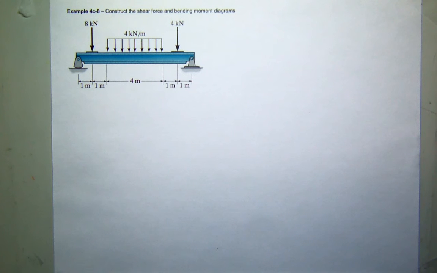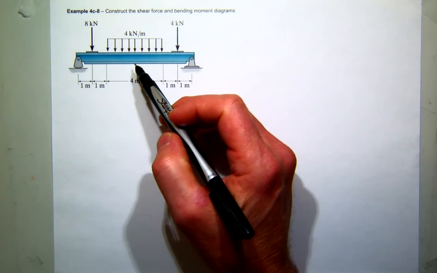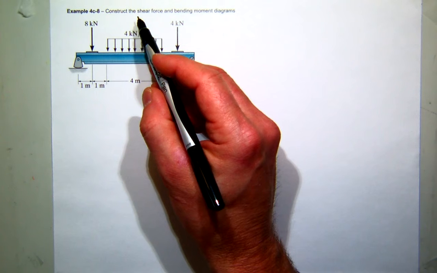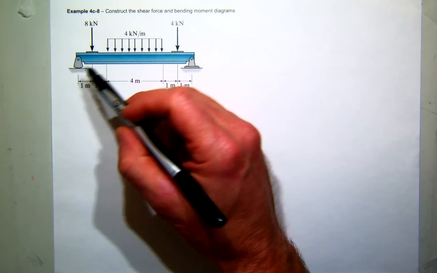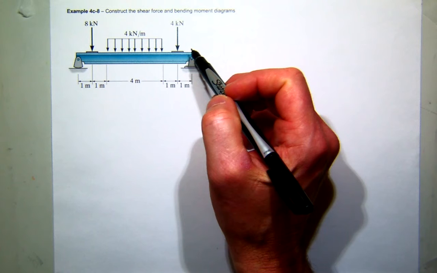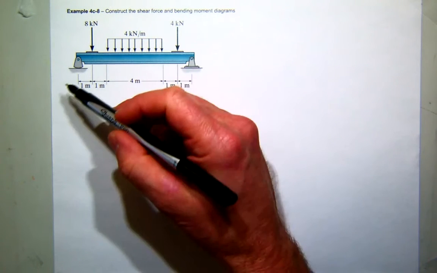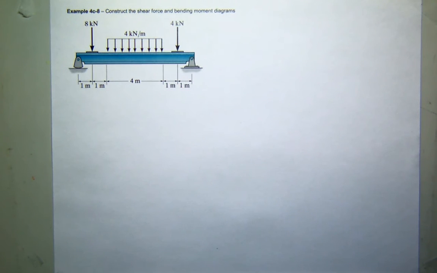All right, so let's look at this problem. We've got another problem where we're trying to construct the shear force and bending moment diagrams. So this one's going to have a lot of little changes along the way to deal with. But we're going to first need to do what? Step one, find our reactions.